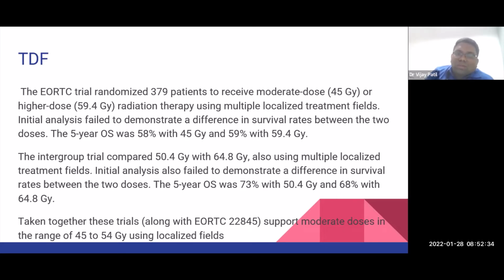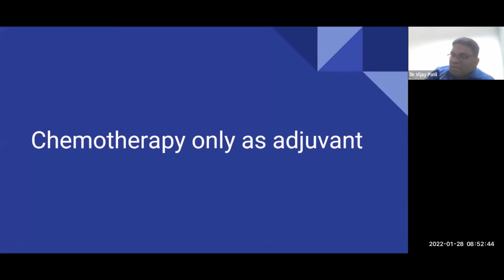So when you take these two trials together, a moderate dose of 45 to 54 Gray using localized fields, which means where the tumor was with a 2 centimeter margin, is enough for you to give radiation. Conventional radiation, hypofractionated radiotherapy, and use of radiosensitizers have not shown any benefit in this subset.